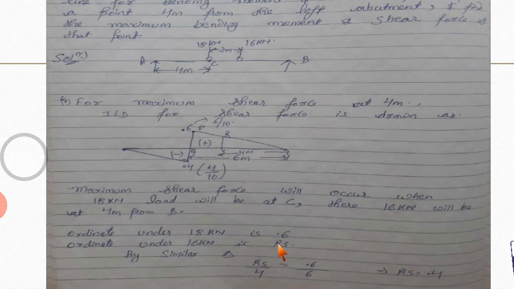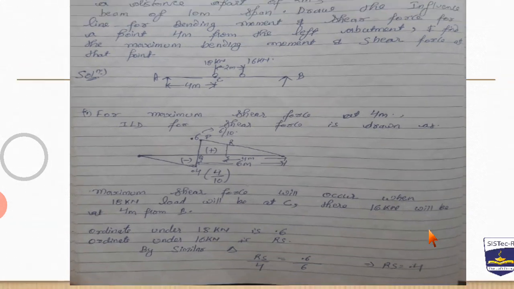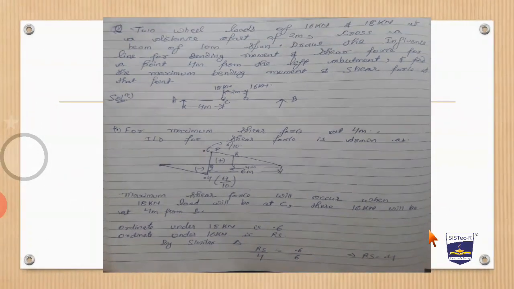Ordinate under 18 kilonewton is 0.6. We have calculated this by 6 by 10. Ordinate under 16 kilonewton, let this be RS. We have assumed this distance as RS. So by similar triangles, we can write RS upon 4, this side upon this side, will be equal to 0.6 upon 6. So we get RS equals 0.4. This we have solved.